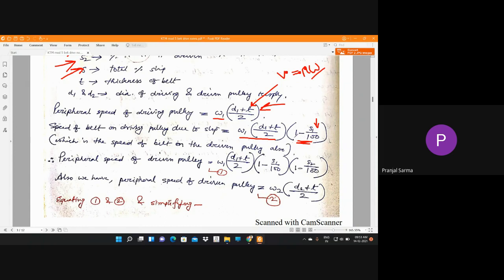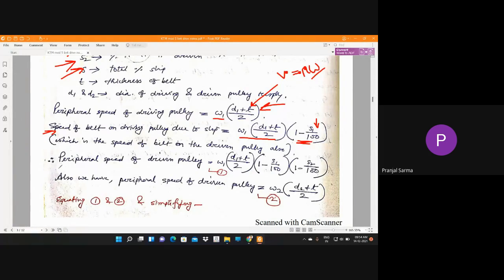And why 1 minus this much? Because the effect is to decrease the velocity ratio. Had it been increasing it, it would have been 1 plus this much. But because of this slip, we are getting a smaller amount of speed onto the belt. So this is the initially expected speed, but due to slip it got reduced. Now this speed we have obtained is of the same belt that is going towards the driven side, and from there the motion will be transferred from the belt to the driven pulley. So this speed we have just obtained is the speed of the belt on the driven pulley also.